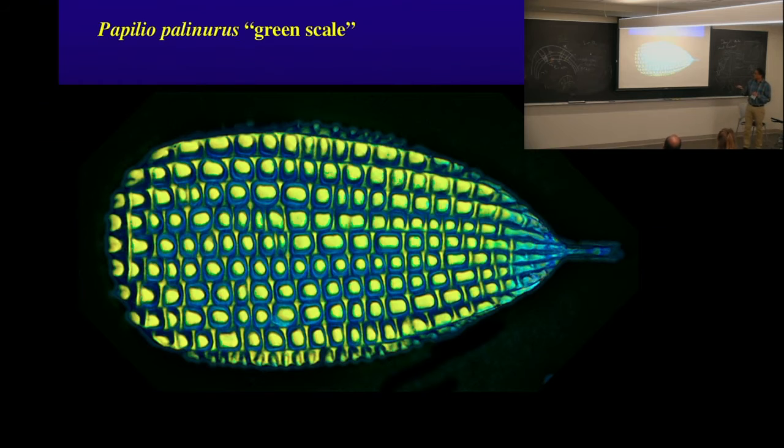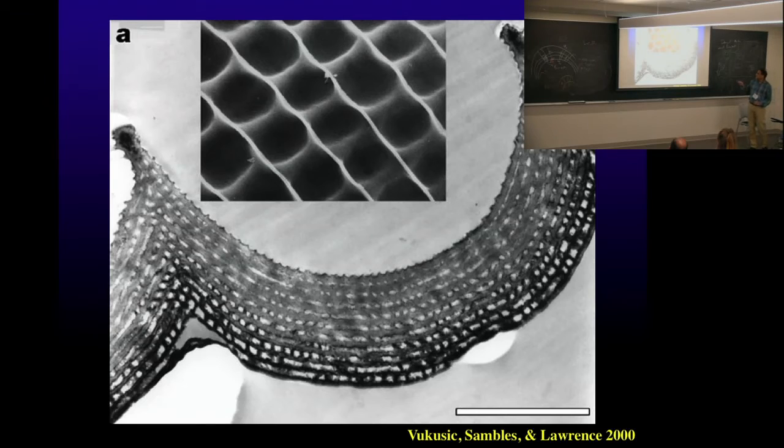Okay, so this Papilio palinurus scale looks like this, right? And what it is, it's composed of all of these dimples. And these dimples are actually a multilayer of chitin and air. So there's a cross-section through one of those dimples, and it's got very specific layering of chitin and air, but it's also got this very specific curvature to it.